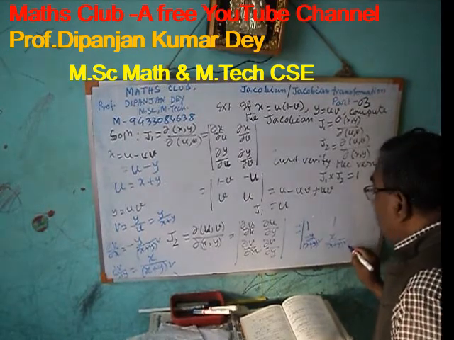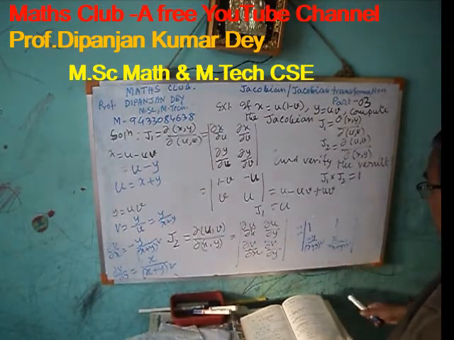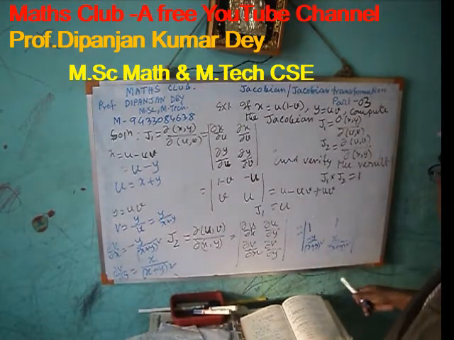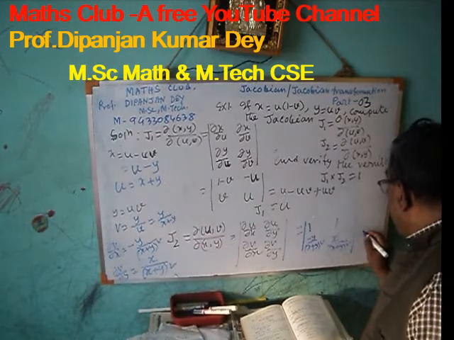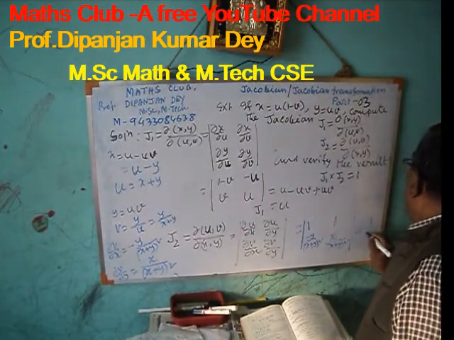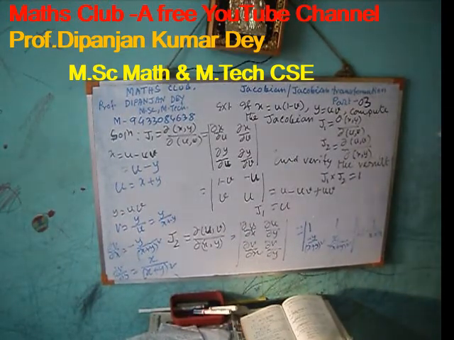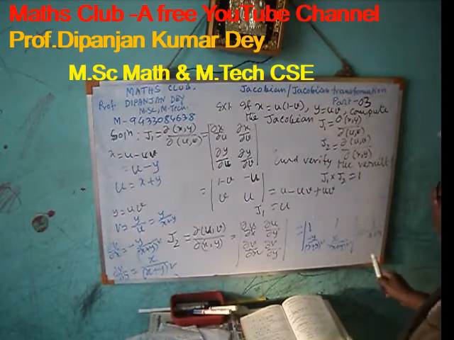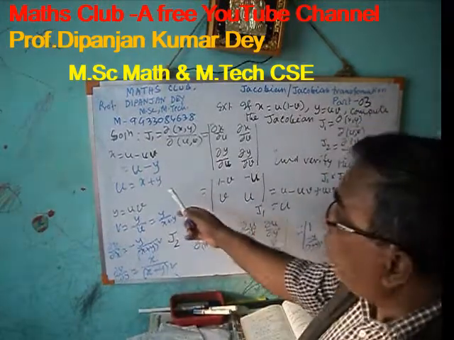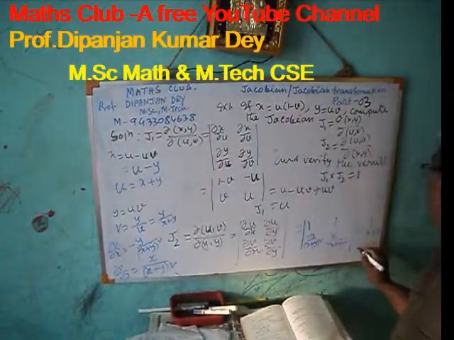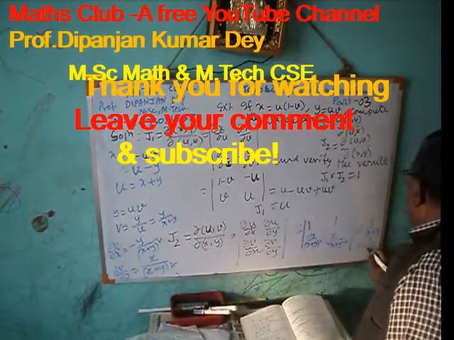Now break this determinant: this into this minus this into this. Then you will get 1 by x plus y. Be careful, x plus y is equal to u. So 1 by x plus y equals 1 by u.